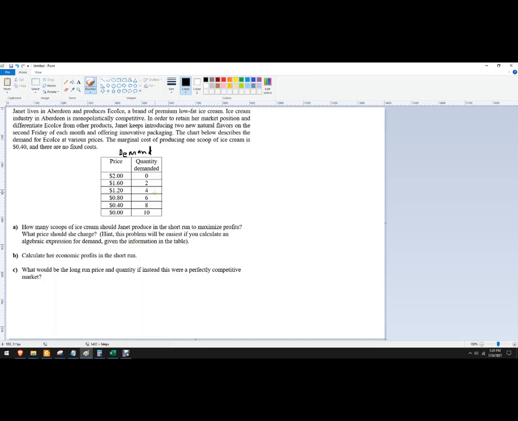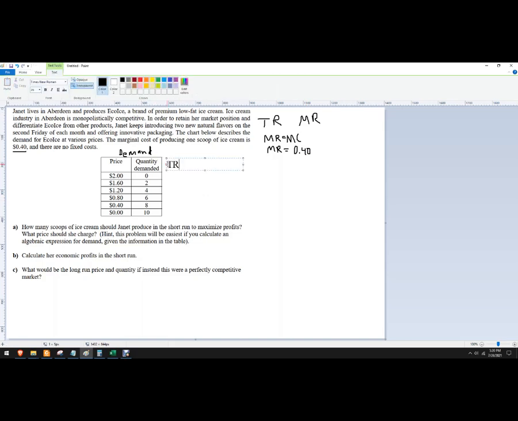What I'm going to do is just calculate total revenue, and then I'm going to use total revenue to give me marginal revenue. The reason I do that is because I'm going to produce ice cream up until the marginal revenue equals marginal cost, and that's known as profit maximizing. We're told the marginal cost of producing one scoop of ice cream is 40 cents. So I'm going to produce up until the marginal revenue equals 40 cents. Okay, so not too complicated. Let's do TR here, and then we'll do MR here.